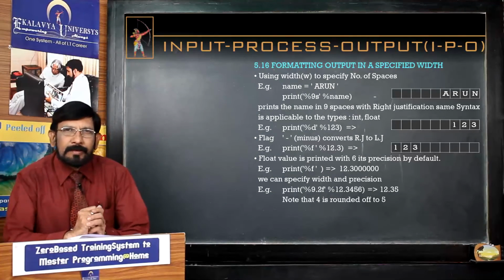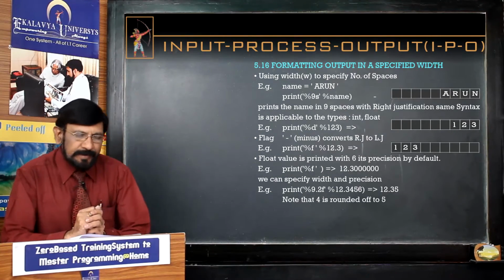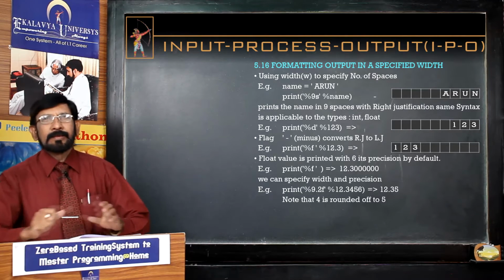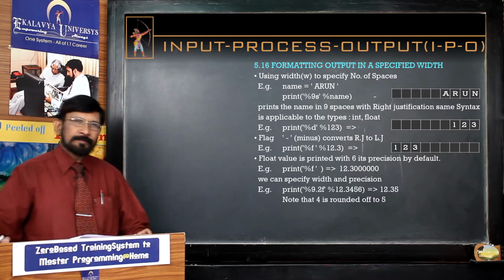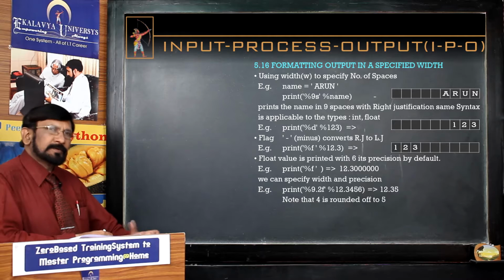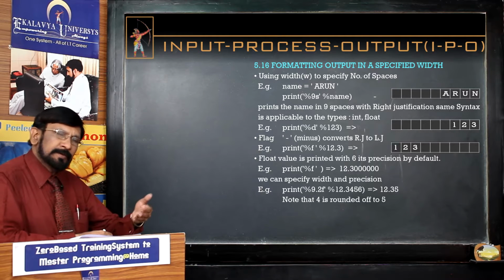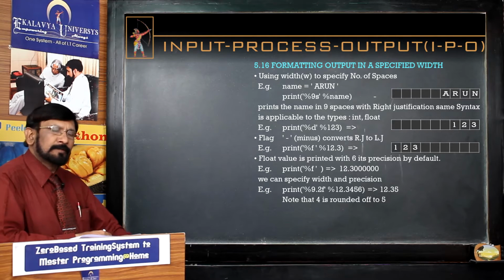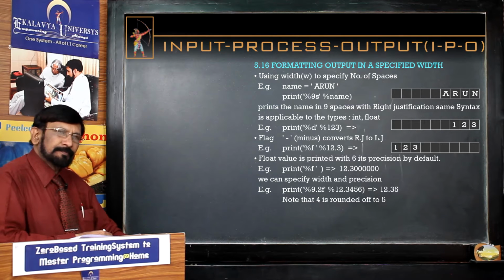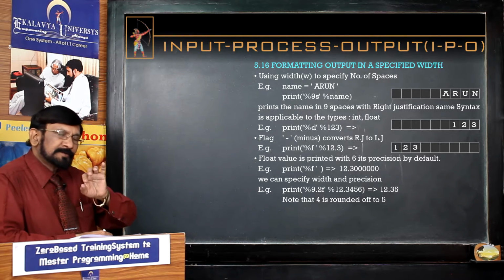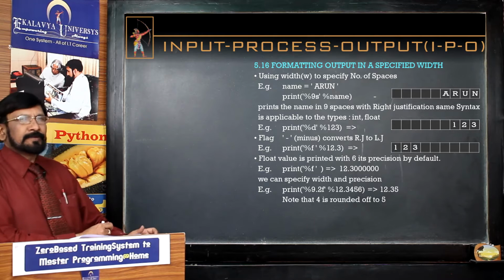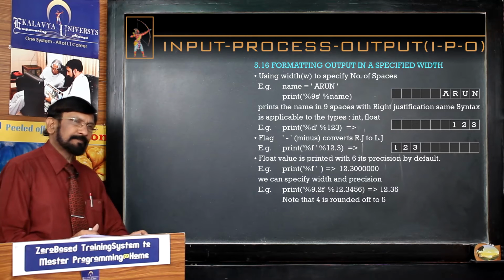Hello friends. Now let us take up the concept number 16, 5.16, formatting output in a specified width. Many times in our programming, we need to print a value. Value means it may be a string, it may be an integer value, or it may be a floating point value, within a specified width, with the right justification or left justification. In this concept, let us learn the technique.